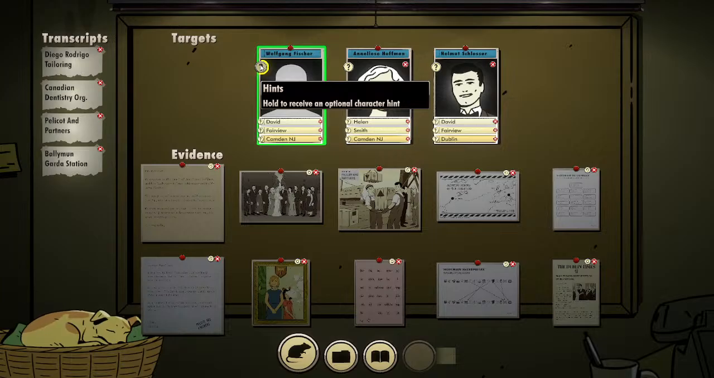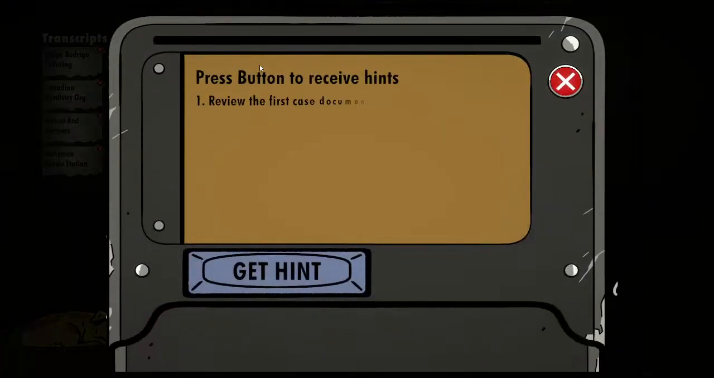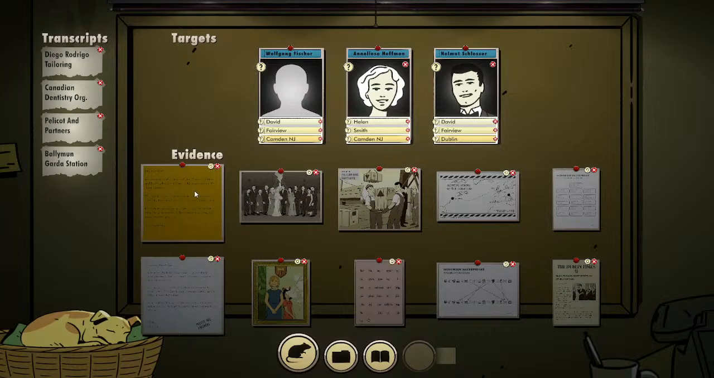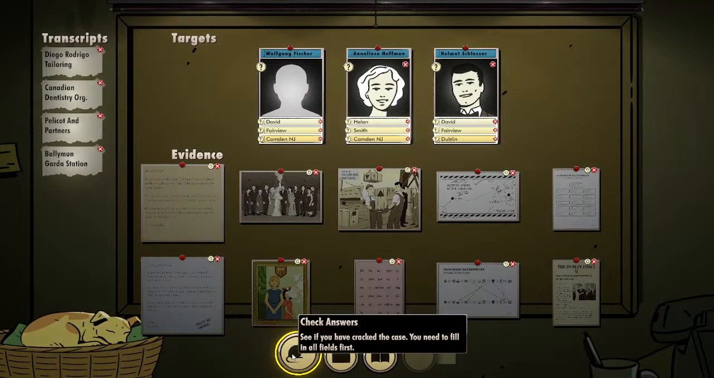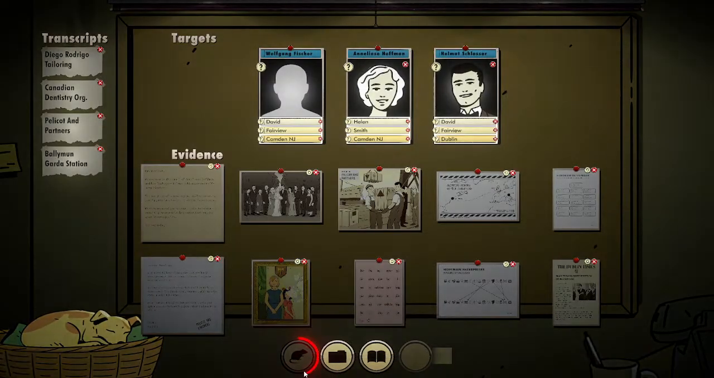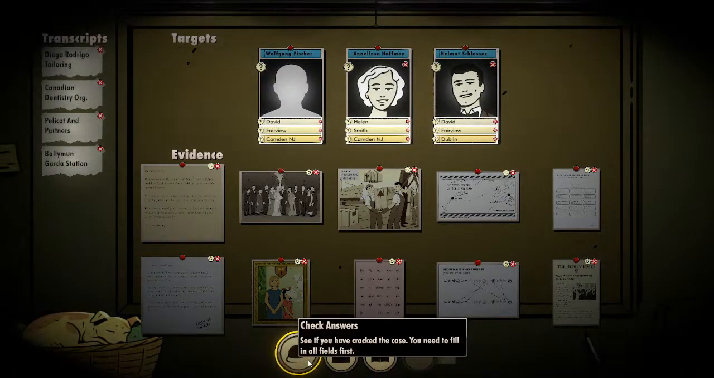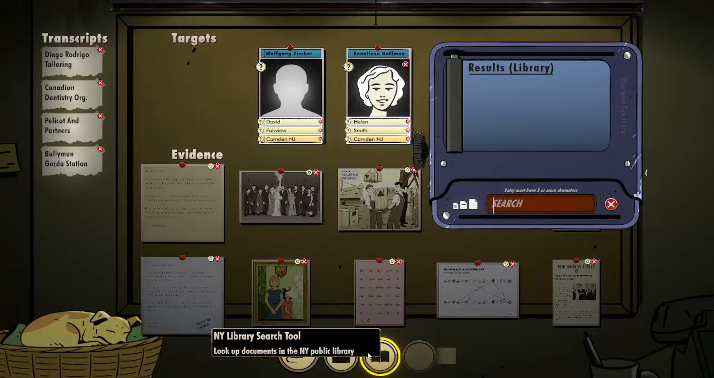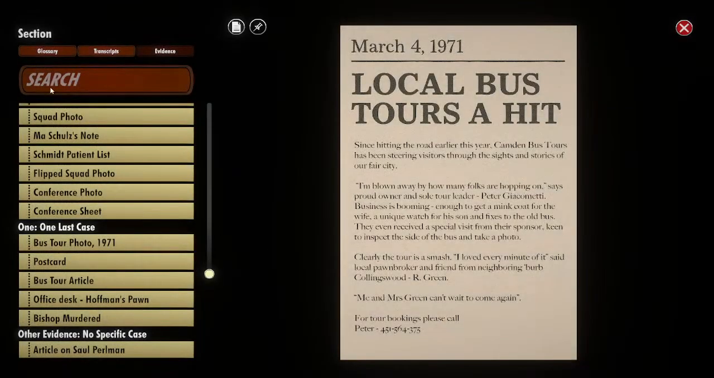Let's get a hint about how to find Wolfgang's face, because I feel like the faces are what's really throwing me off. Review the first case documentation. Okay. I mean, I've gathered that the first case is... Oh, no. Stop it. Stop it. No. Stop. Not again. Okay, you need to fill in all fields first. I don't know why that does that if I haven't filled in all the fields.